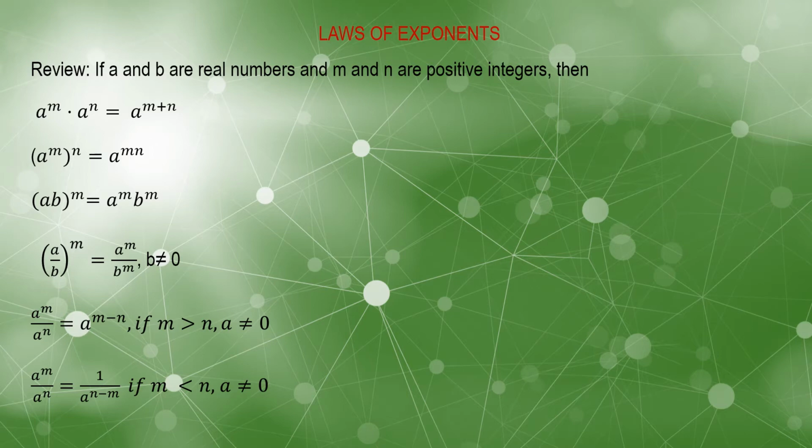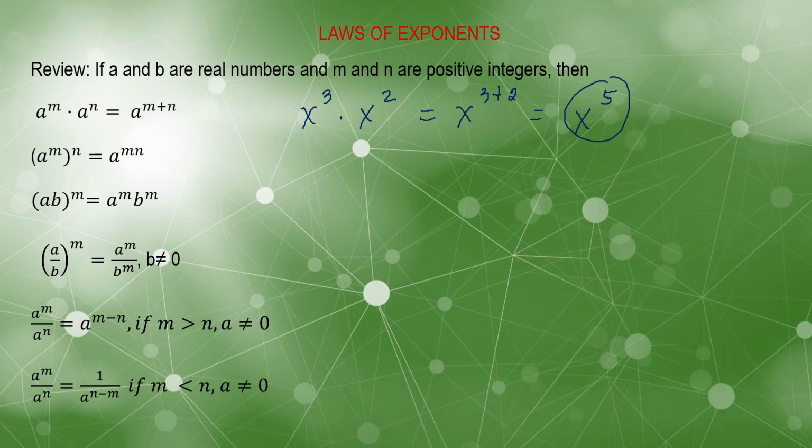If a and b are real numbers and m and n are positive integers, then a raised to m times a raised to n is equal to a raised to the sum of m and n. Say for example, we have x cubed times x squared. The product will be x raised to 3 plus 2. So we get x raised to the fifth power. Another law, we have quantity a raised to m raised to the power of n is equal to a raised to the product of m and n.